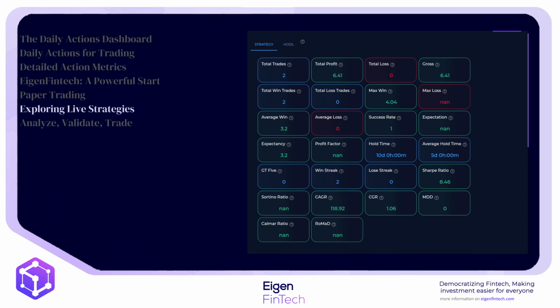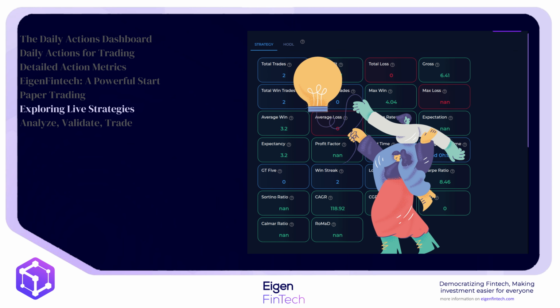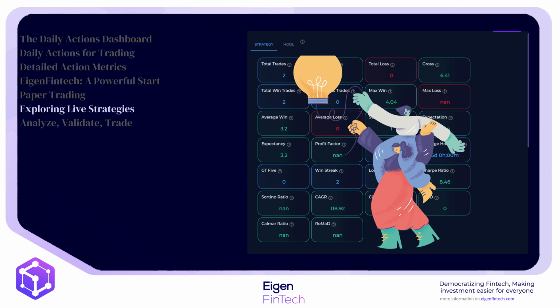You'll see metrics for risk like maximum drawdown, MDD, and the Sharpe and Sortino ratios. And you'll find metrics on consistency like success rate and the longest win streak. Analyzing these numbers helps you determine if a strategy's historical performance aligns with your personal risk tolerance and trading goals. And just like before, the Go to Backtest button is always there for the complete trade-by-trade history.